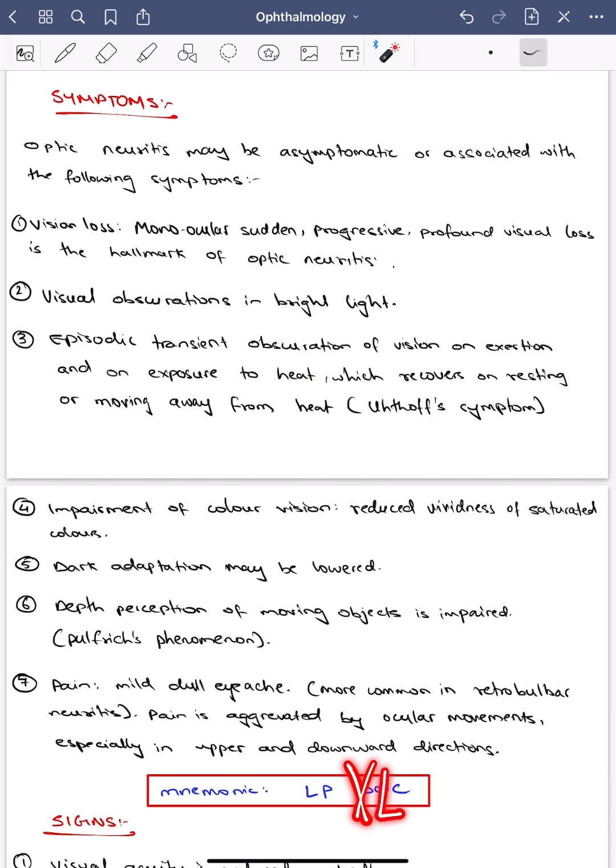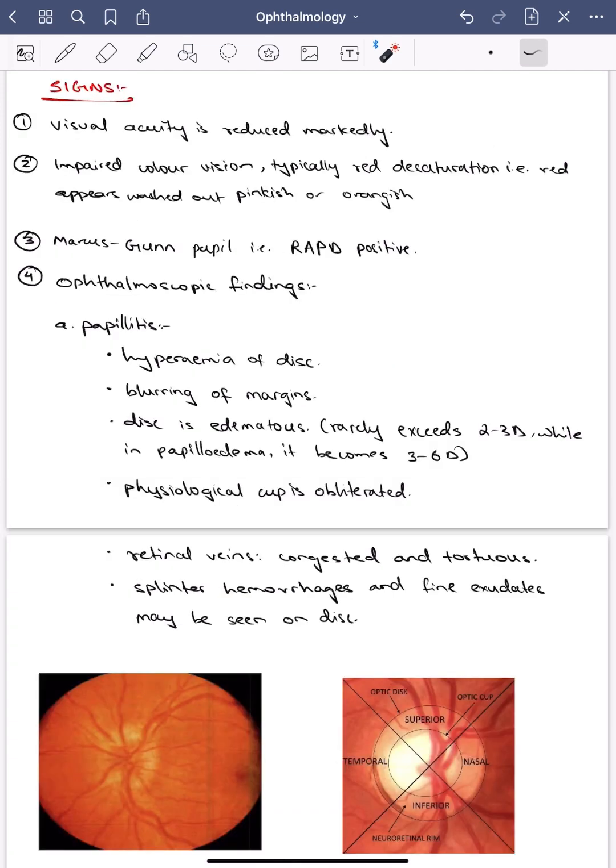Now O is for visual obscurations, and this may be seen in bright light or on exertion or exposure to heat. And C is for color, impairment of color vision. So these are the 7 symptoms of optic neuritis. Now let us discuss the signs of optic neuritis.